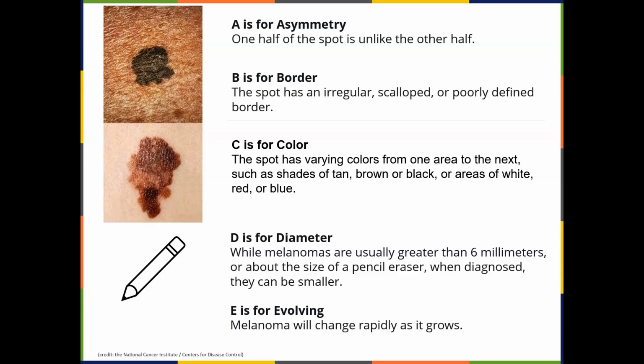D is for diameter, because melanomas are usually larger than 6 millimeters, which is around the size of a pencil eraser. And E is for evolving, because melanomas grow and change rapidly.